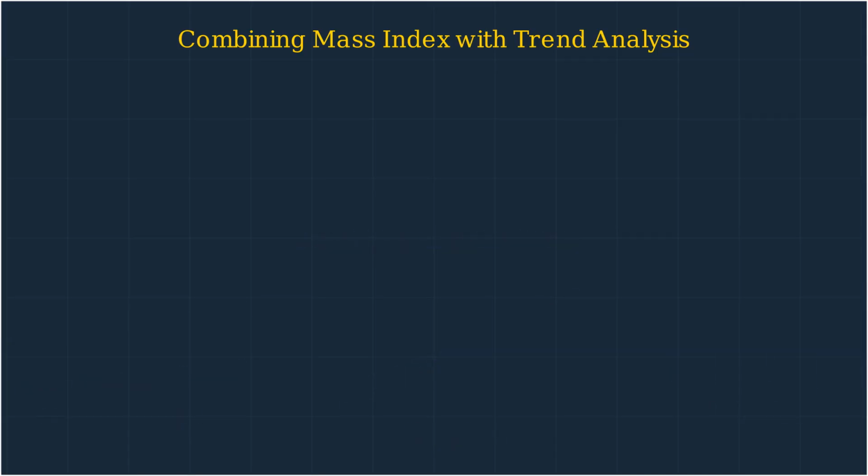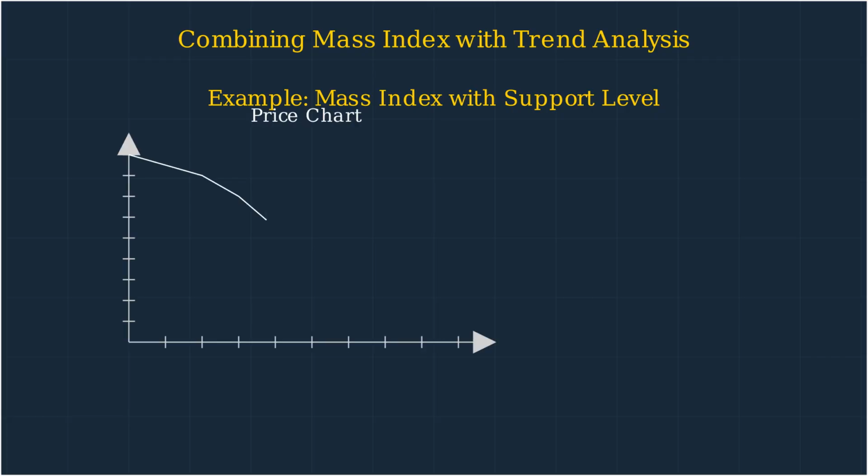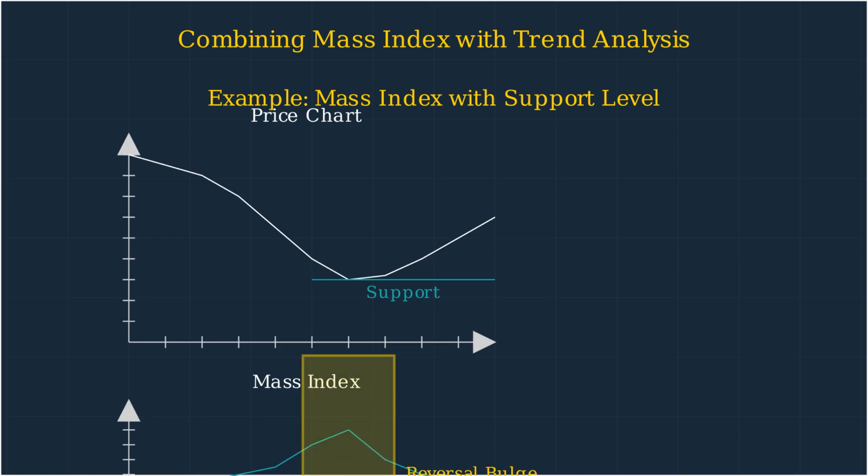Let's see how this combination approach works with a practical example. Here we have a price chart showing a downtrend that's testing a major support level. Below, we see the mass index indicator forming a reversal bulge just as price touches the support level.